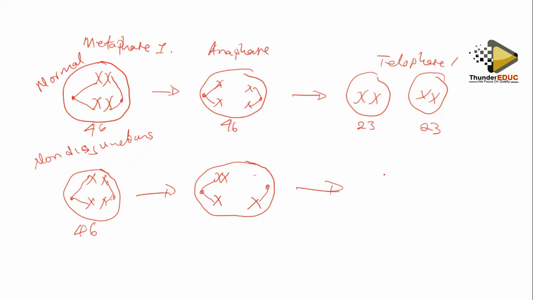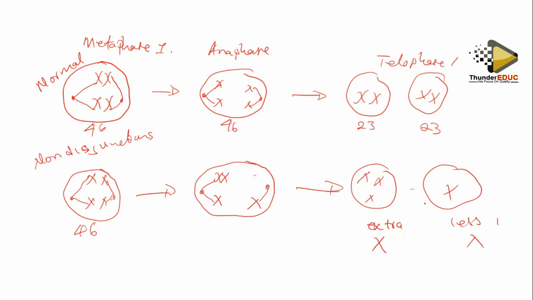Now, this is going to result in a cell having one, two, and then three chromosomes, and the other one is going to have only one chromosome. So this one is going to have an extra chromosome, and this one is going to be short, less by one chromosome. This one is supposed to be 23, but it has an extra, therefore it's going to be 24. And this one is supposed to have two, but now it has one, so it's short of one chromosome. If we go back to a human cell, it's supposed to be 23, so it's going to have 22.